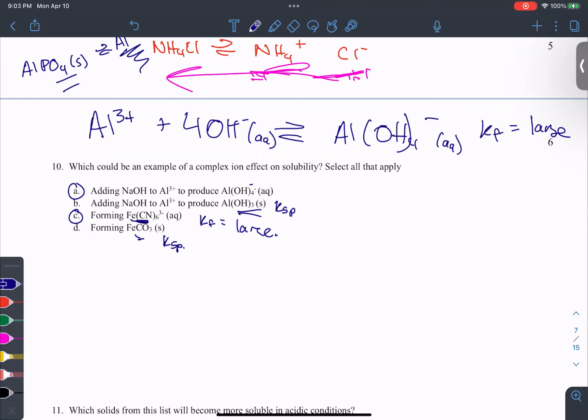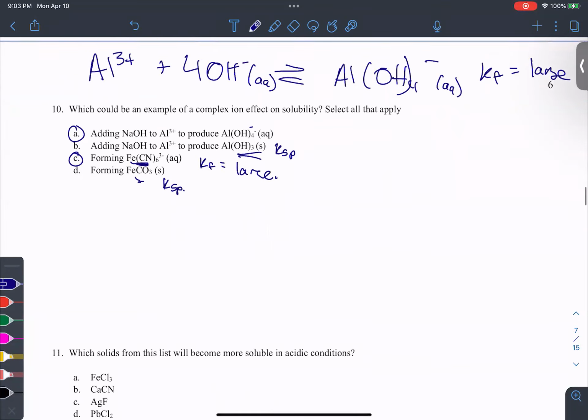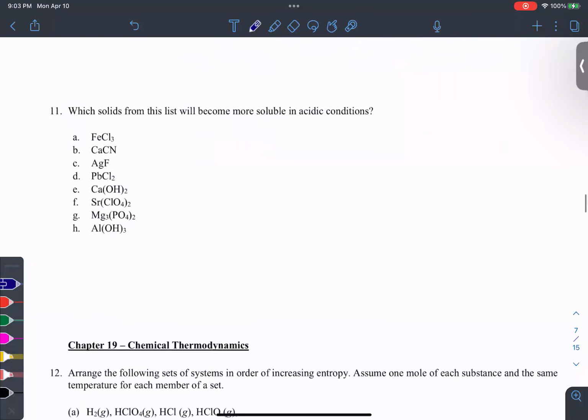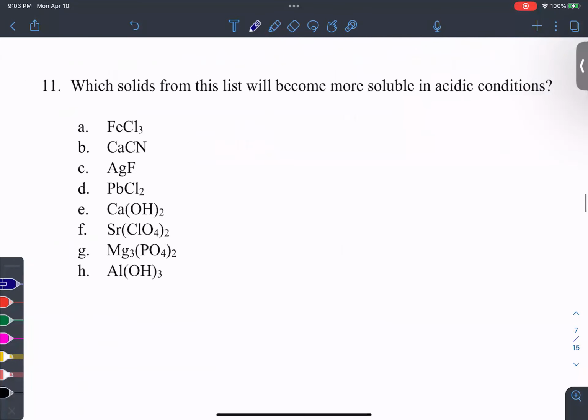Okay, so let's put all of these things together. Which of these solids will become more soluble in acidic conditions? So let's think about it. Acidic conditions means we're adding what? You're adding H+, yeah, proton.